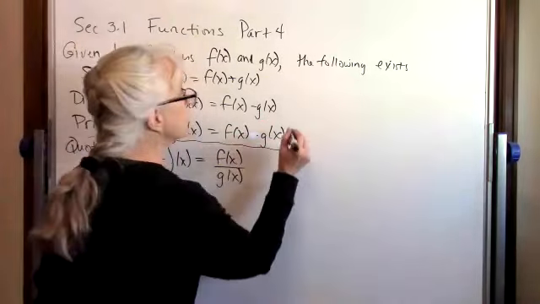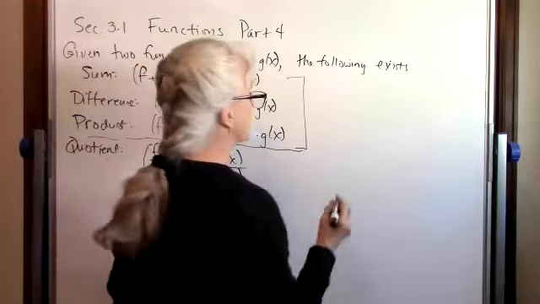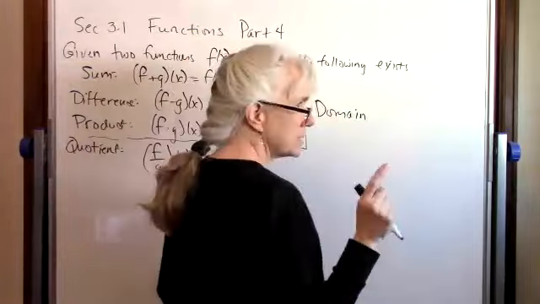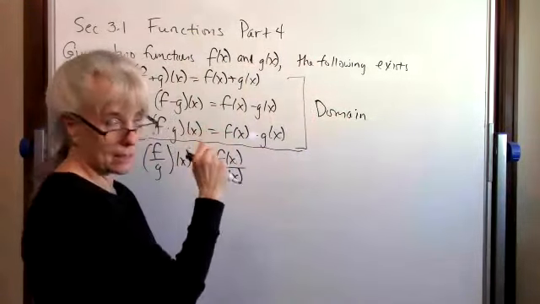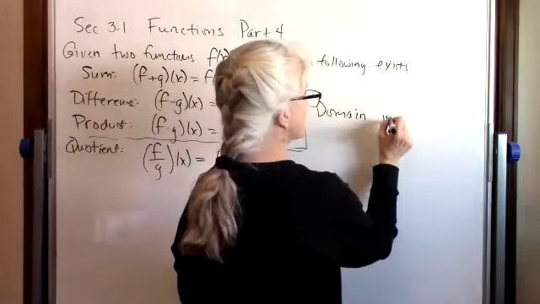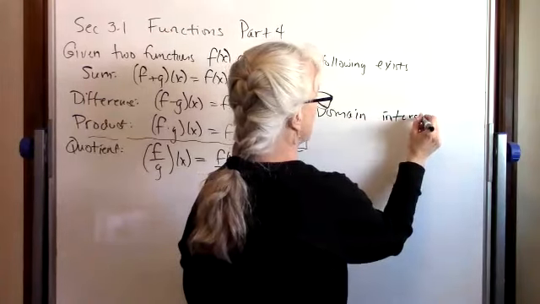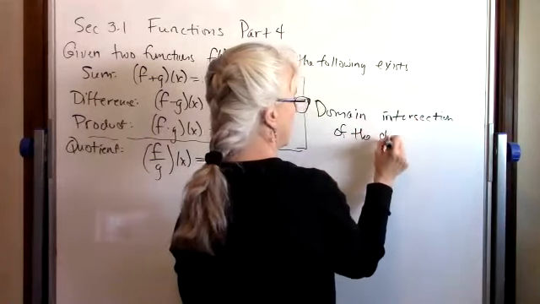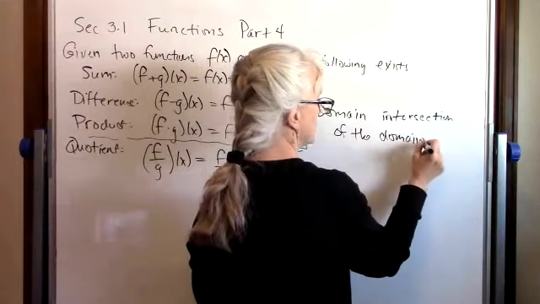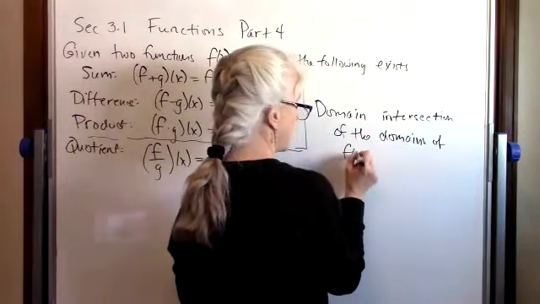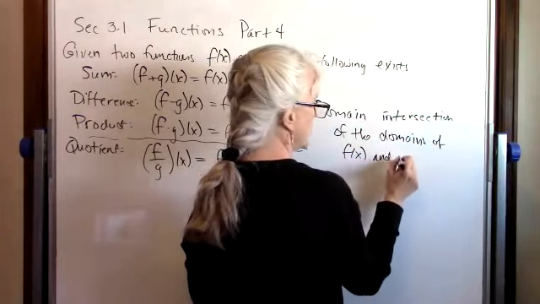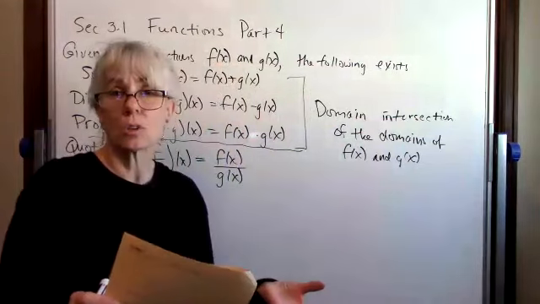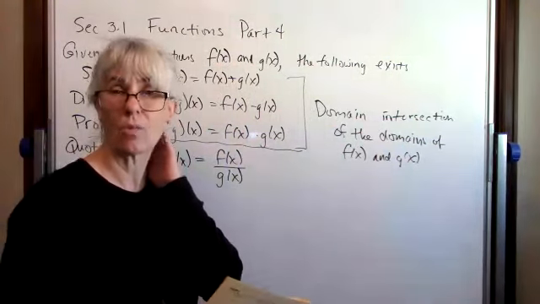Those three, we're going to talk about the domains. So the domain of the sum, difference, and product, the plus, the minus, and the times, is simply the intersection of the domains of f of x and g of x. To find the intersection, you would simply go to the number line, graph each of their domains, and then take a look at where they overlap.